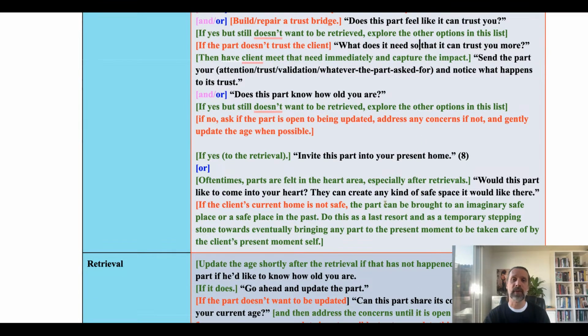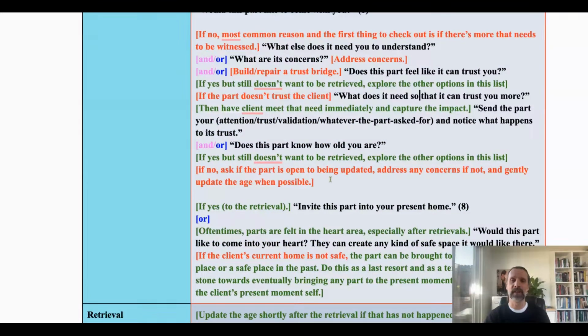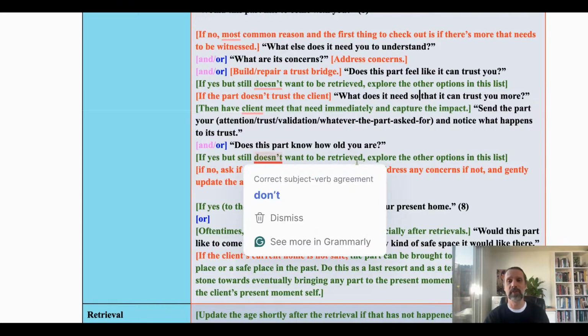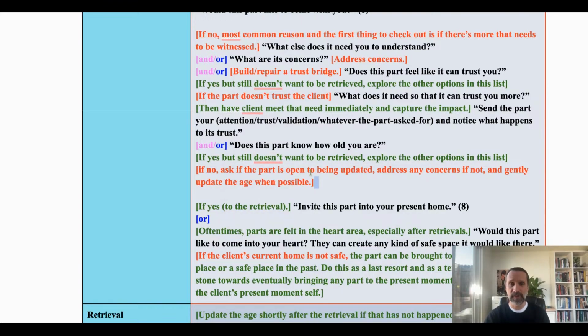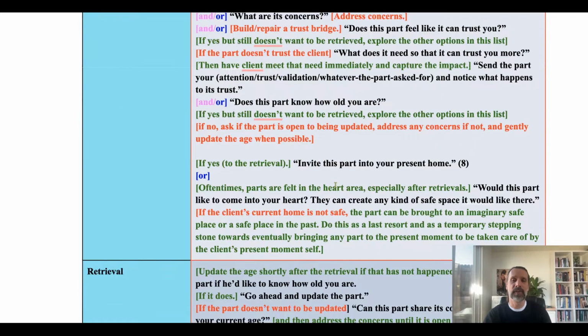Okay, so if yes, it still doesn't want to be retrieved. Does this part know how old you are? Yes, it does, but it still doesn't want to be retrieved. Then explore the other options on this list. Is it the trust? Is there more it needs you to understand? And or are there simply other concerns? This is pretty comprehensive, those three things. It needs to be fully understood. There might be some other concerns. You can just ask about that. And then the trust piece. I can't think of any other example of why the retrieval would stall out. And of course, there might be.